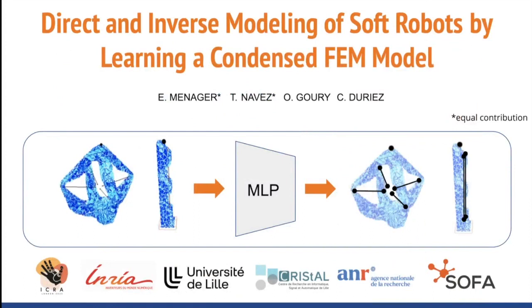In this paper, we propose to learn a condensed FEM model of a soft robot. We demonstrate that this compact model can be learned with a reasonable amount of data and, at the same time, be very efficient in terms of modeling, since we can deduce the direct and inverse kinematics of the robot.